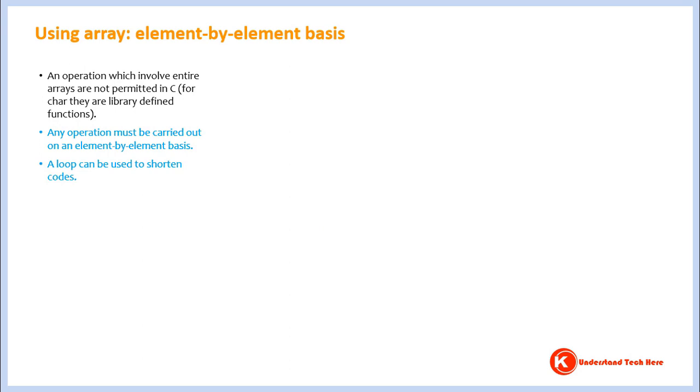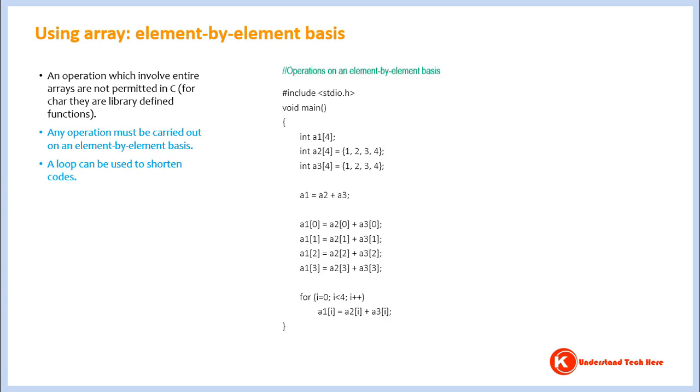And operations which involve entire arrays are not permitted in C. For characters or string, there are library defined functions. Let's look at an example. This is giving initial values or initializing arrays. Look at its syntax carefully. This is how we initialize arrays.